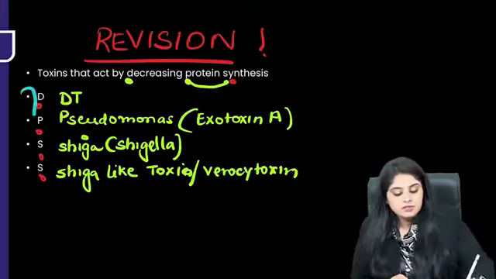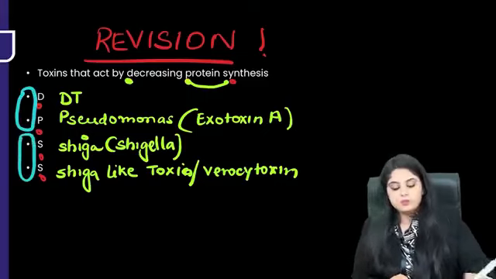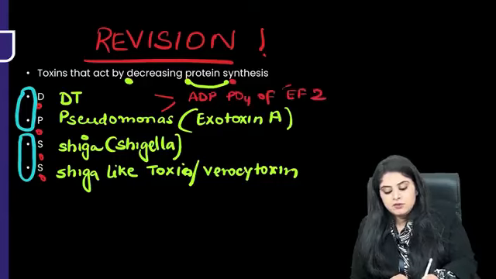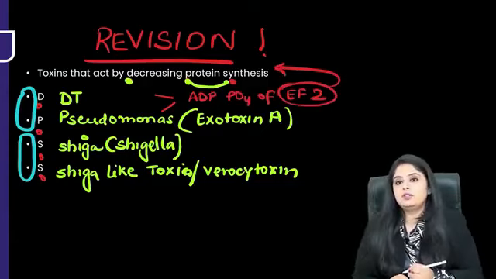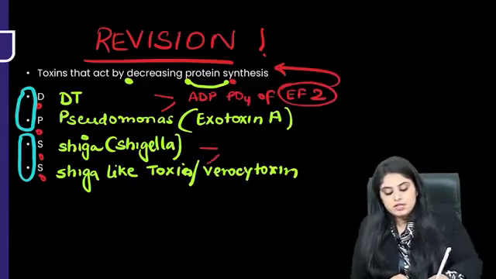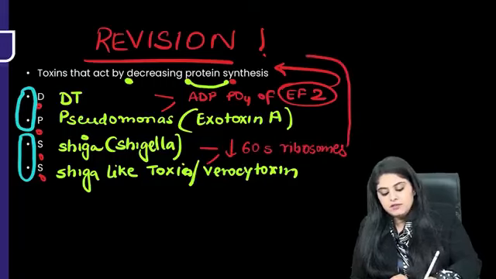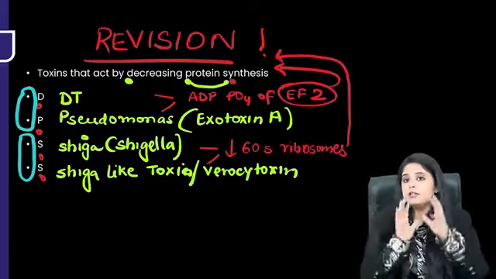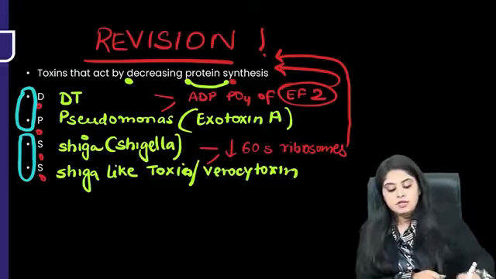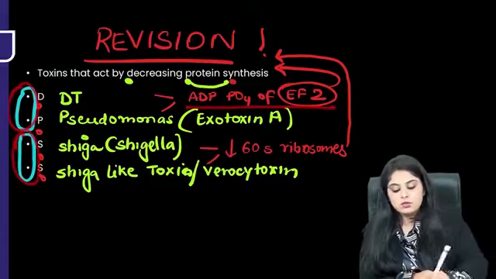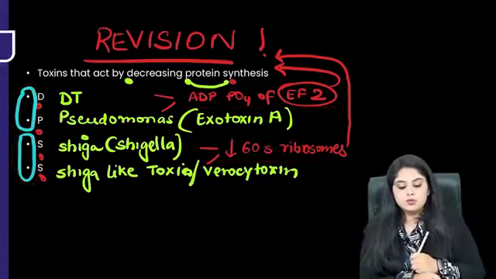But how? These two, the first two and the last two, split kar do. The first two are going to be basically causing ADP phosphorylation of EF2. That is how they decrease the protein synthesis. Whereas the Shiga ones, they are going to inhibit 60S ribosomes, and that is how they will decrease the protein synthesis. So see, all of them decrease protein synthesis, but how is it different? Diphtheria and Pseudomonas are going to cause ADP phosphorylation of EF2, whereas Shiga ones are going to cause reduction in the 60S ribosomes. This is one set done.